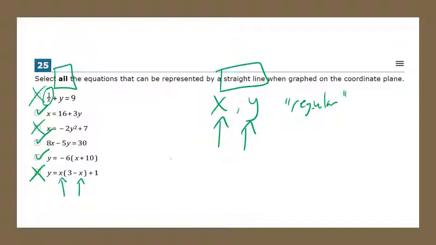So here is one of the questions in which you need to select all the correct options in order to make sure you get full credit. But even if you were to select one or two, you would get partial credit for this particular type of question just by using the knowledge that a straight line contains a regular x and regular y.